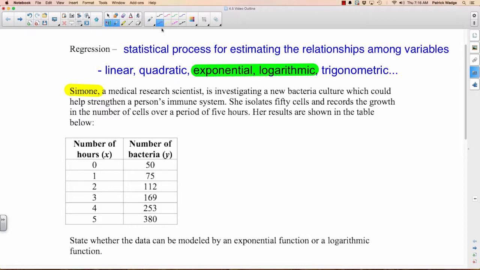So it says, Simone, a medical research scientist, is investigating a new bacterial culture which could help strengthen a person's immune system. She isolates 50 cells and records the growth and the number of cells over a period of 5 hours. Her results are shown in the table below. Okay, so at time 0, when it started, she had 50 cells, right? That's what it says right here. And then she watched it for 5 hours and she recorded how many bacteria there were after each hour.